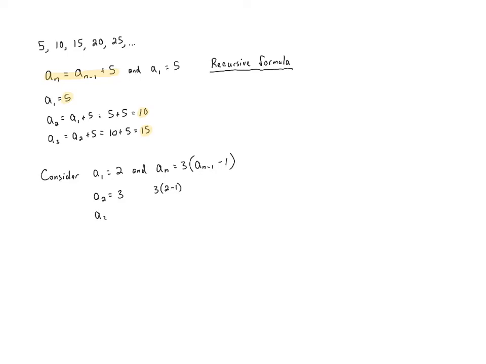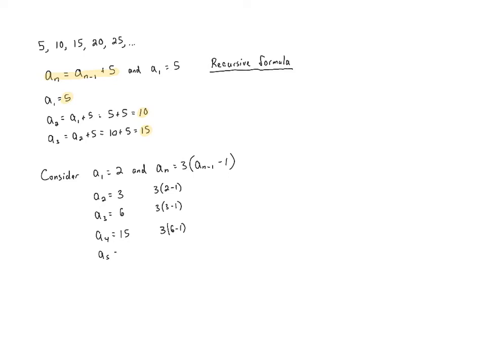Then to get the next term, a sub 3, we need to take the previous term, a sub 2, subtract 1 and multiply by 3. 3 minus 1 is 2, and when we multiply that by 3, we get 6. Or using the formula directly, we've got 3 times 3 minus 1. To get a sub 4, again, we take the previous term, subtract 1, and multiply by 3. 6 minus 1 is 5, and when we multiply that by 3, we get 15. And we can continue doing this.